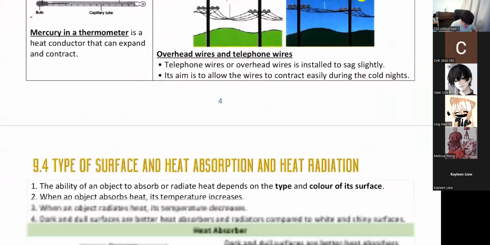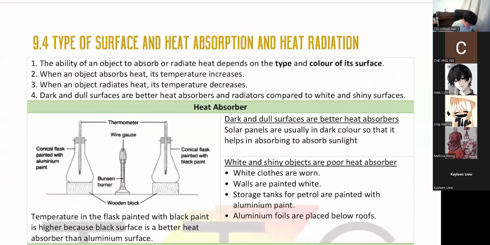Okay, anyway, so guys, let's look at the next one. Type of surface and heat absorption and heat radiation. Guys, this is the easiest thing. Okay, guys, what type of T-shirt you wear under the sun will be the hottest?